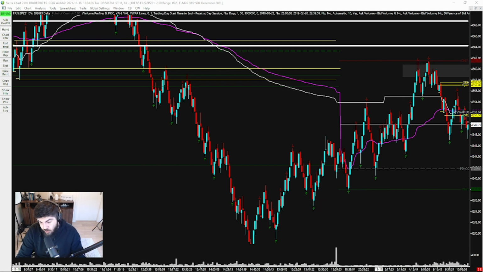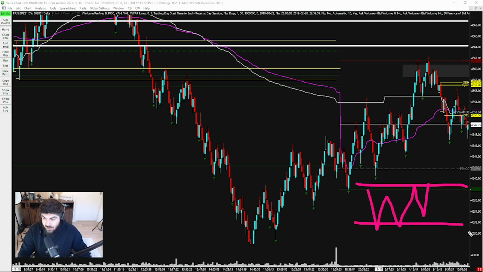So what's important is that a range is when a market is stuck in between two levels and rotating or building out value. Now, it's important for the market to do this because value is what determines whether or not we continue to go up or down.